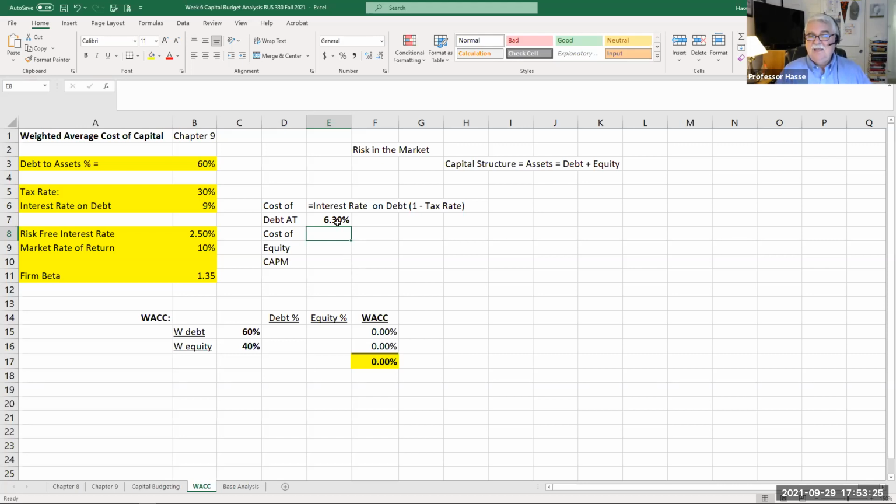So what do I do with that interest rate? This is point number 3 of this analysis. I put it down here, 6.3%, and watch what happens. I weight that 6.3% times the capital structure of debt of my company. So it's 60% of 6.3. My weighted cost of debt is 3.78%.